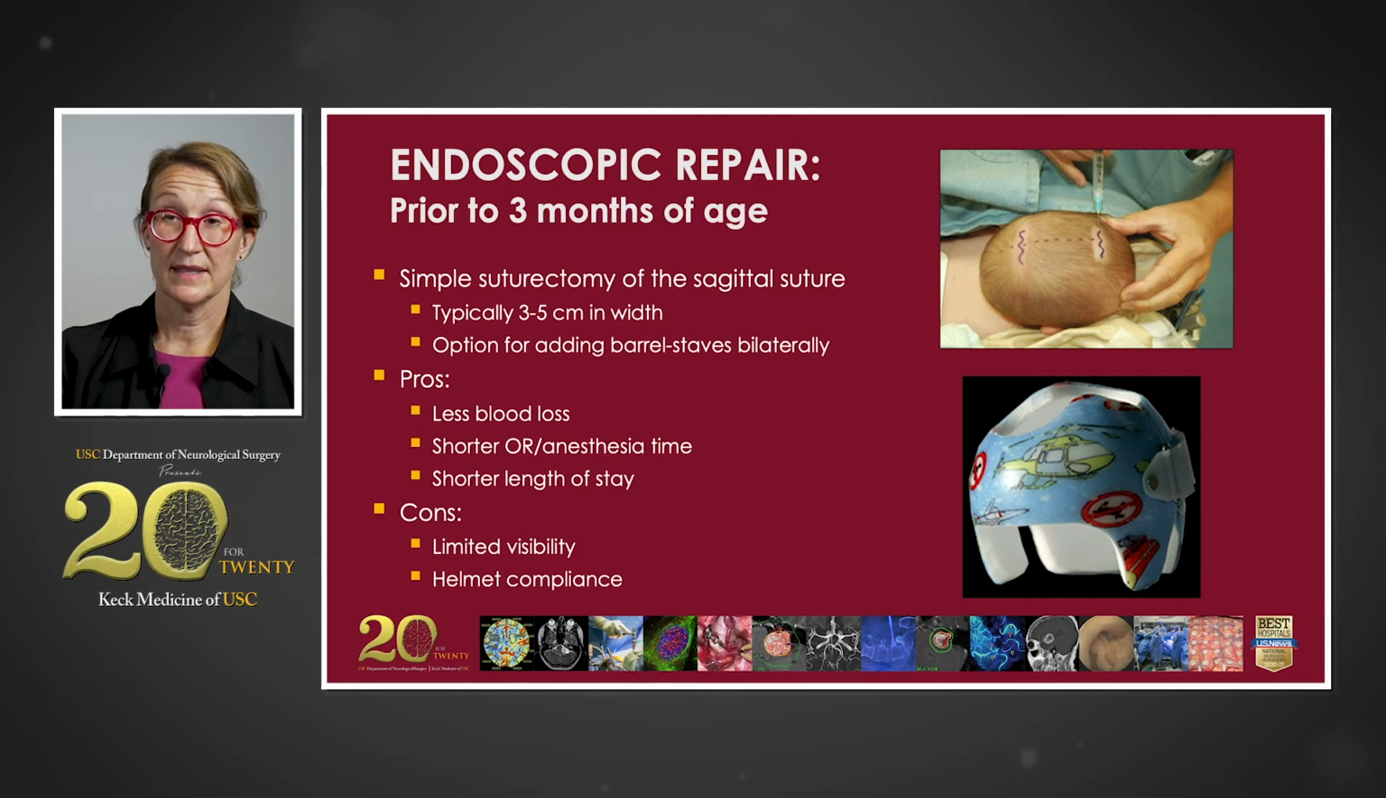The drawbacks to this procedure at this age are limited visibility for what we're doing, and it requires helmet compliance postoperatively, between 6 to 12 months of helmet therapy afterwards. The picture on the right demonstrates the incisions that are made on the cranium. There are 2 small incisions which allow us access to the fused suture underneath. And the second picture is that of a typical cranial molding helmet orthosis that is worn by the children postoperatively.